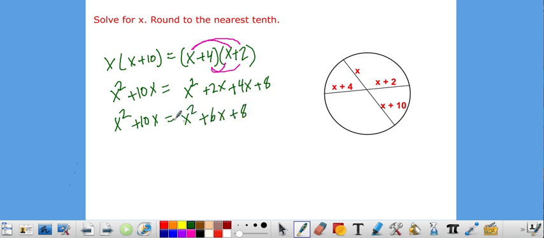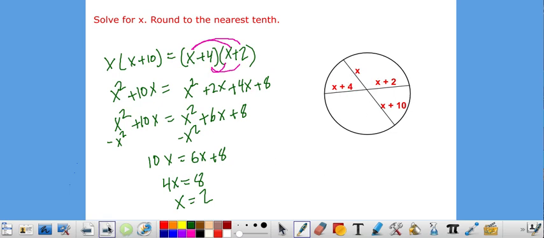Now this looks intimidating to solve, but when you subtract x squared from both sides, the x squareds just go away. So you have 10x is equal to 6x plus 8. Subtract 6x, you get 4x equals 8. So x once again is equal to 2. If you want to check your work, 2 times 12, is that equal to 6 times 4? Yes, both answers equal 24. So that's rule number 1.